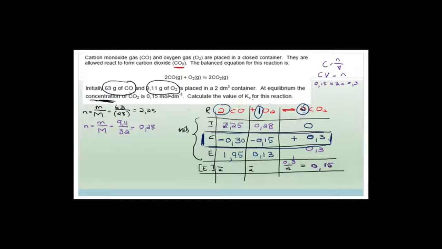But now we need the Kc, and Kc uses concentrations. So we need to take that 1.95 and divide it by 2. So 2 goes into 1, it doesn't. 2 goes into 19, 9 times remainder 1. 2 goes into 15, 7 times remainder 1, and that's a 5. So that becomes 0.98.